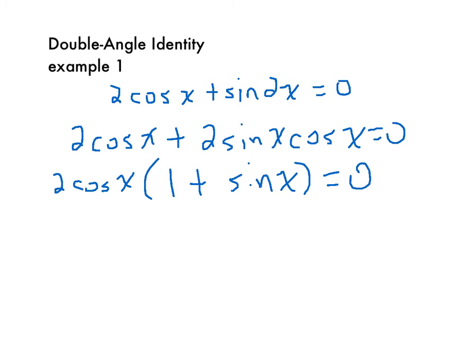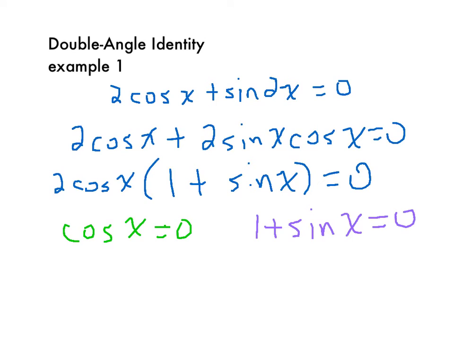Now I need to consider the possibilities here. When is cosine of x equal to 0? And then the other portion of it is when is 1 plus sine x equal to 0. If I solve both of these equations, then I know when my original expression is going to equal 0, because for the product of two numbers, if either one of those is equal to 0, the whole thing is equal to 0.